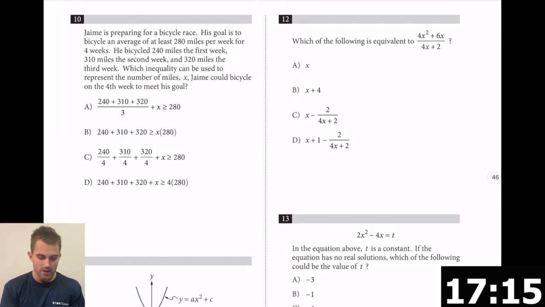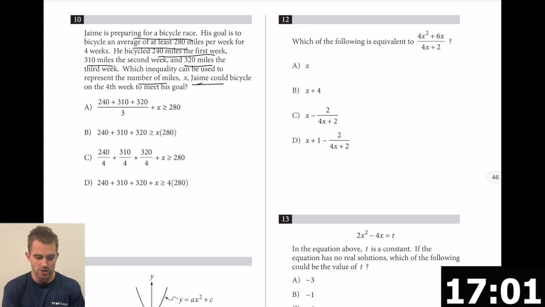So let's keep going. Number 10 says, Jamie is preparing for a bicycle race. His goal is to bicycle an average of at least 280 miles per week for 4 weeks. He bicycled 240 miles for the first week, 310 for the second, 320 for the third. Which inequality can be used to represent the number of miles he could bicycle on the 4th week to meet his goal? Okay, so we need to say 240, plus 310, plus 320, right?